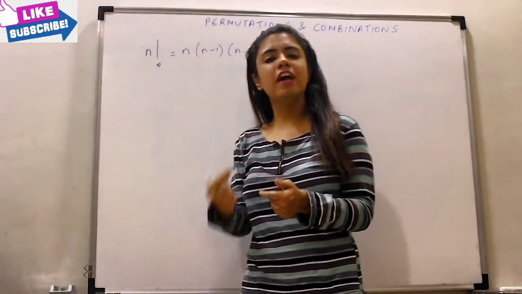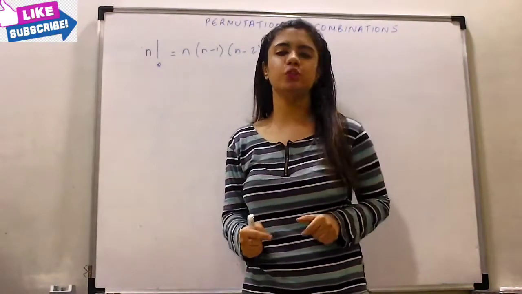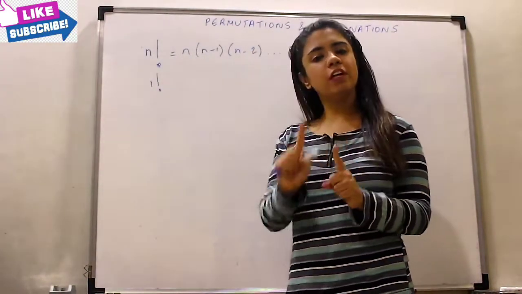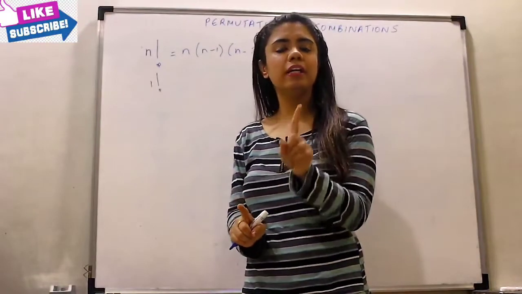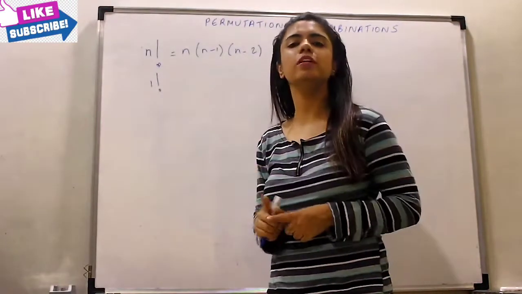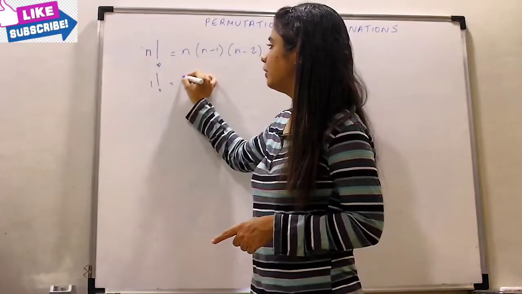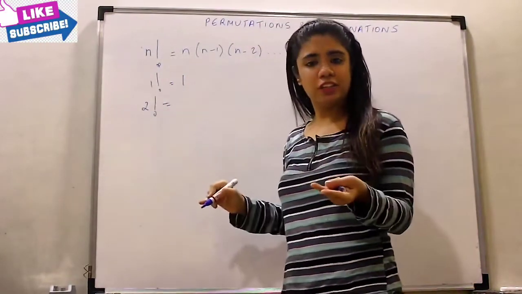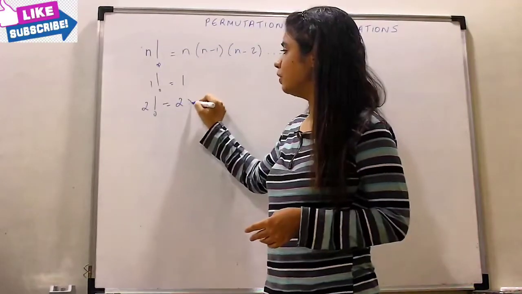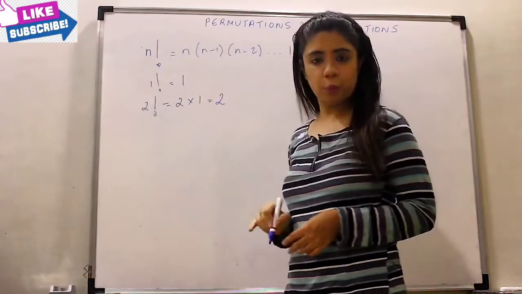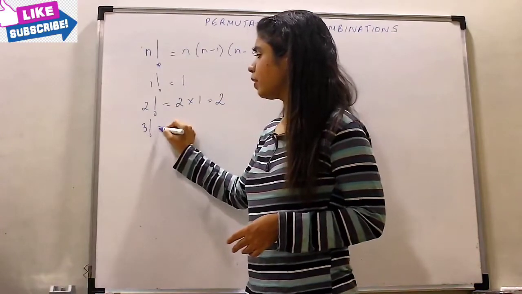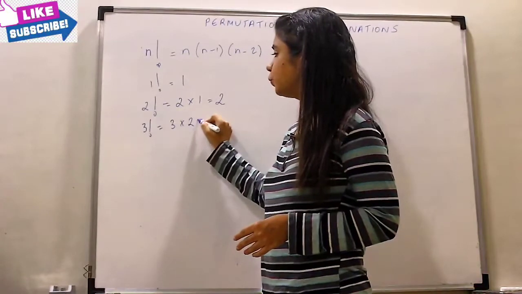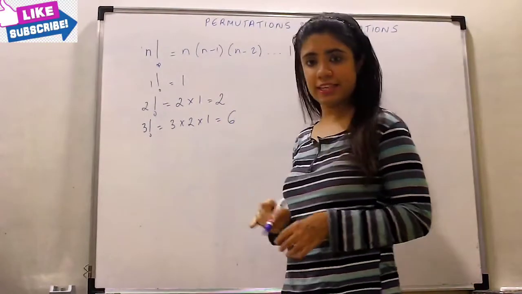There are certain values of factorials which you should know. For example, if I ask you what is 1 factorial? 1 factorial is the product of only one natural number, so it is nothing but 1. 2 factorial is the product of two natural numbers, 2 into 1, which is 2. 3 factorial is the product of the first three natural numbers, so that is 3 into 2 into 1, which is 6.